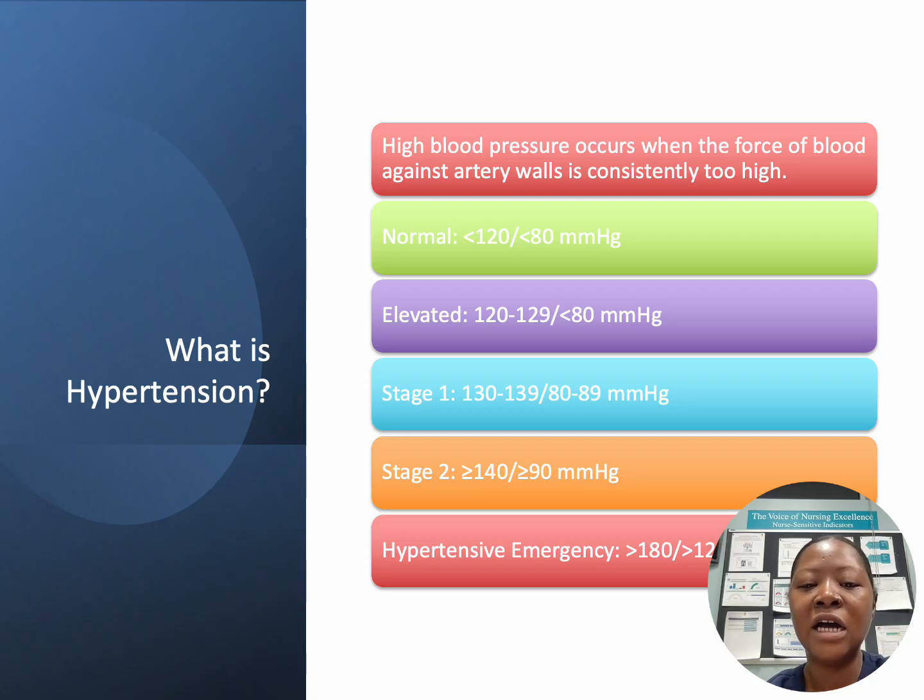What is hypertension? Hypertension is high blood pressure that occurs when the force of blood against the artery walls is consistently too high. Our normal blood pressure is anything less than 120/80 milligrams of mercury. Elevated is 120 to 129 over less than 80. Stage 1 is 130 to 139 over 80 to 89. And stage 2 is greater than 140 over greater than 90. Hypertensive emergency is anything greater than 180 over 120.